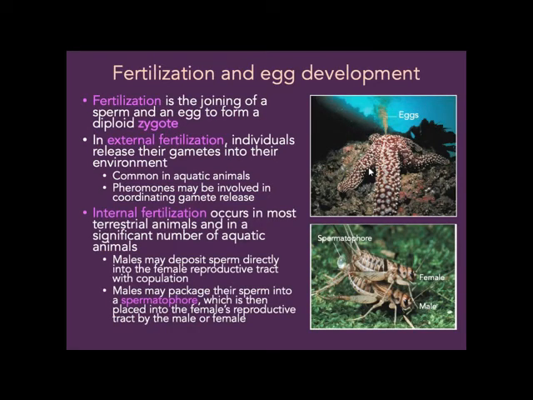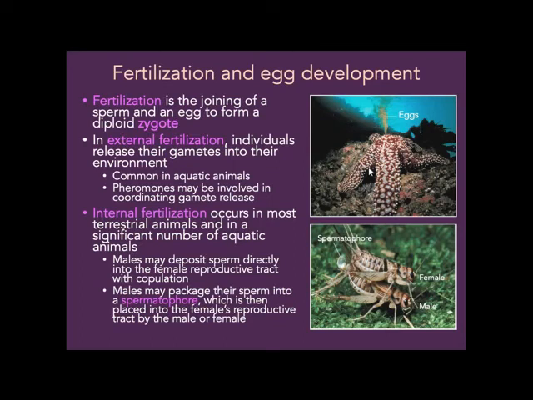You have internal fertilization in most terrestrial animals and in a significant number of aquatic animals, and so that basically means that the males aren't just putting sperm into the water and females putting eggs into the water. Instead, males have to deposit sperm directly into the female reproductive tract through copulation. So copulation just refers to the process by which the male gets the sperm into the female.